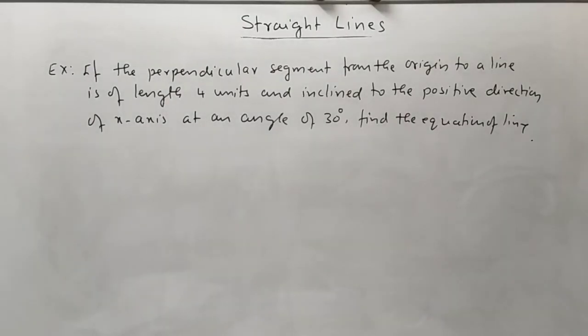Next question. If the perpendicular segment from the origin to a line is of length 4 units and inclined to the positive direction of x-axis at an angle of 30 degrees, find the equation of the line. Solution.